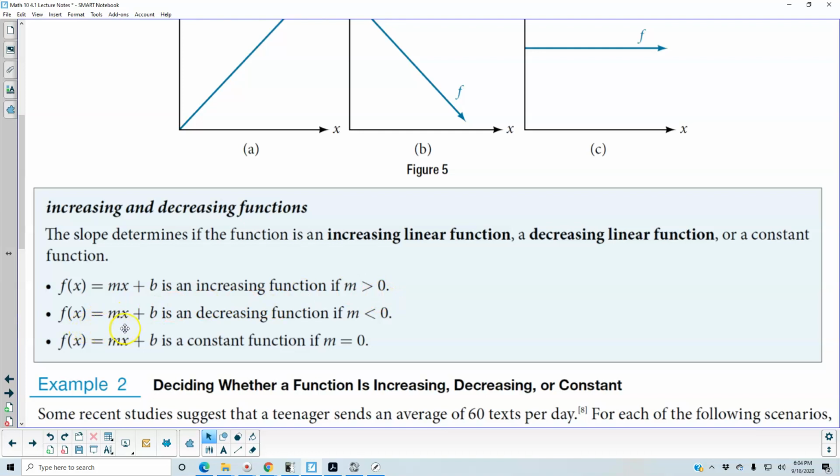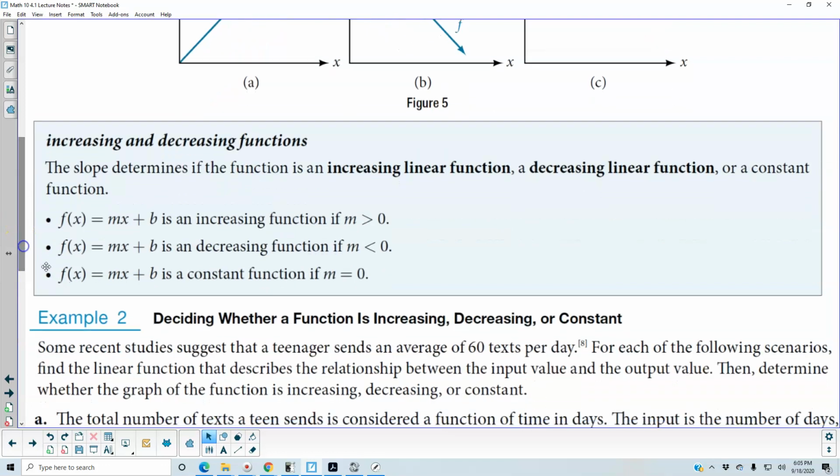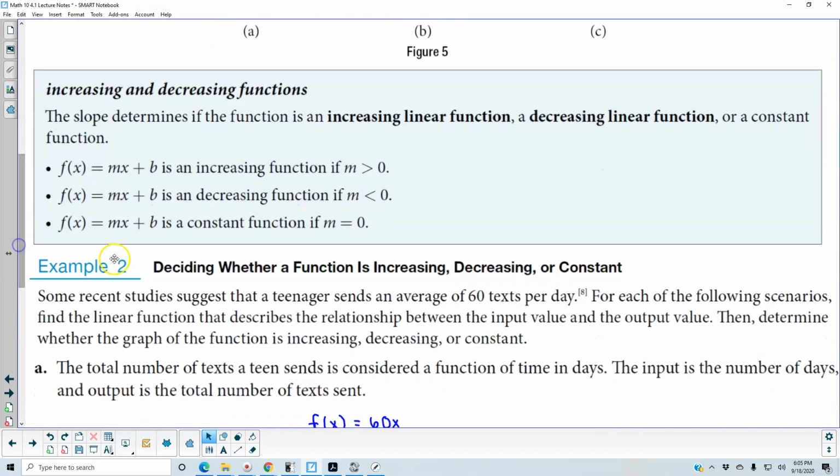f of x is equal to mx plus b is a decreasing function if the slope is less than 0, meaning that m is negative. Now, f of x is equal to mx plus b is a constant function if the slope is equal to 0.